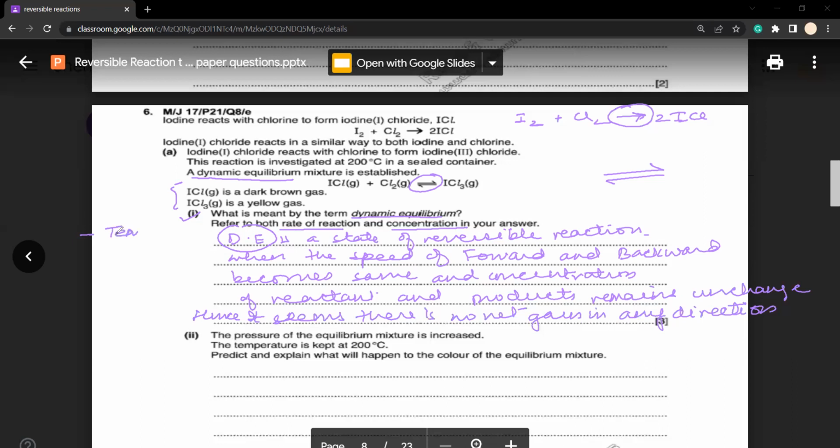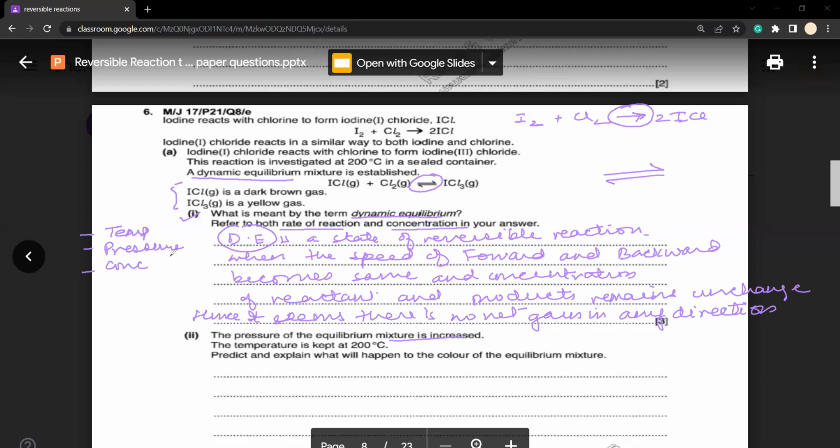That can be your temperature, that can be your pressure if gases are involved in the reaction, or that can be your concentration on either side. If you make a change in the concentration of the reactant or product, then your reaction can become irreversible. Now, coming to the question, the pressure of the equilibrium mixture is increased. What are they doing? They're increasing the pressure.